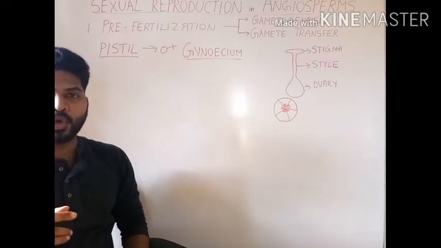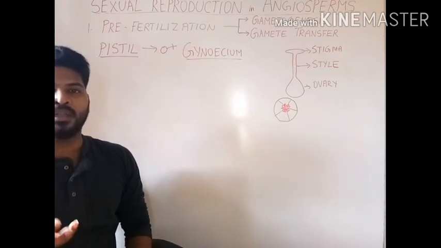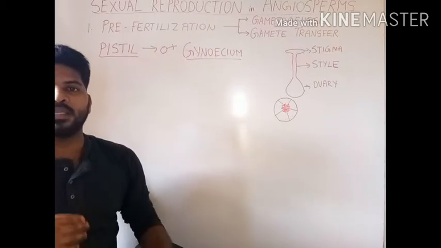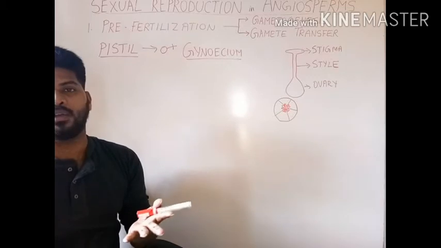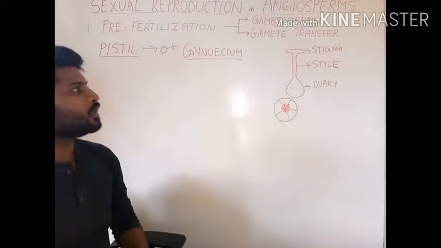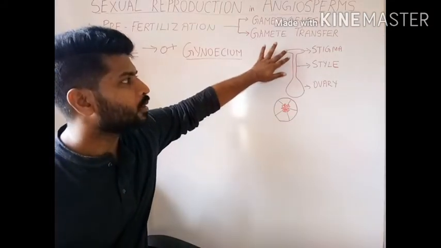If there are more than one carpel in a flower, the carpels could either be fused, called the syncarpous condition, or they could be free, known as the apocarpous condition. The pistil has three main parts.